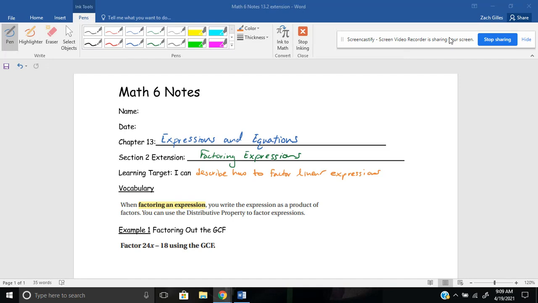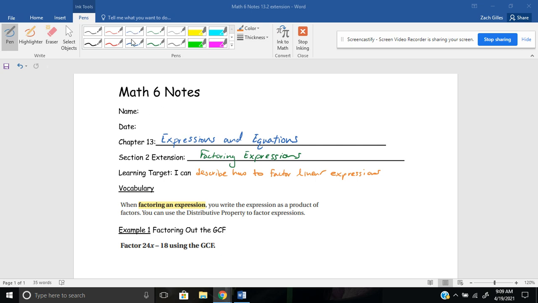Hi, everyone. Thanks for joining me today with the second section in chapter 13. This is actually the extension section, so it's adding on a little bit to section 2. Today, we're going to be talking about how to factor expressions. So, for our learning target, I can describe how to factor linear expressions.